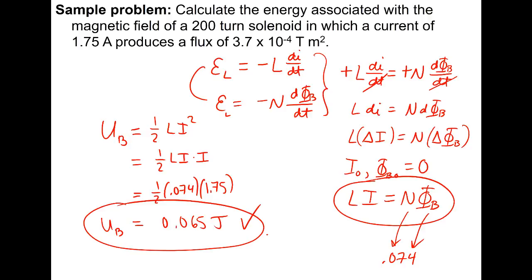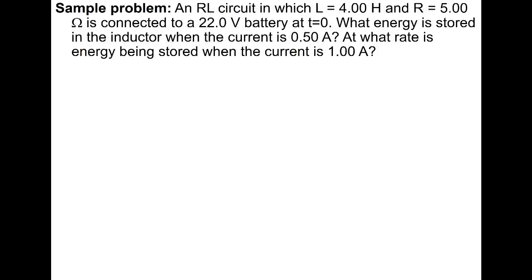So finally, one more example, and we're going to look at an RL circuit where we have a 4 Henry inductor and a 5 ohm resistor, a 22 volt battery at t equals 0. We want to find out what energy is stored in the inductor when the current is 0.5 amps. At what rate is energy being stored when the current is 1 amp? Okay, so this is where things get a little bit tricky, okay?